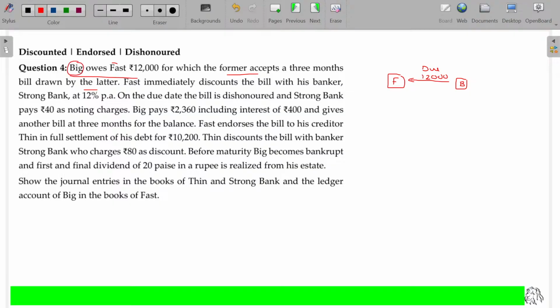If two names are given, between these two, first name is called drawer name and second will be drawee name. The drawee, he accepts. Naturally, first will draw the bill drawn, and acceptance received. Acceptance received. A immediately discounts the bill with his banker. He has given it to the bank.